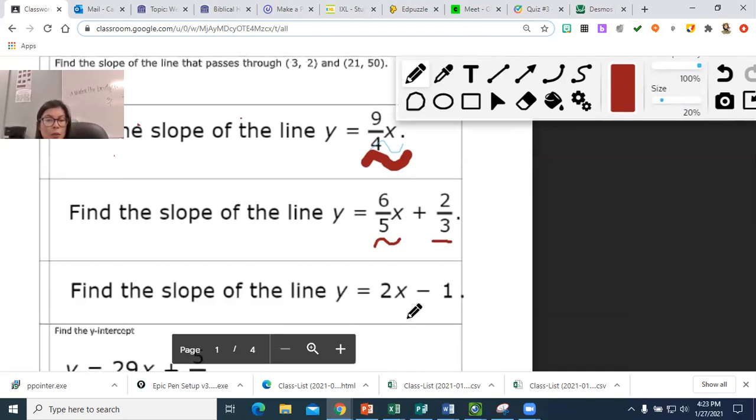I have this one. Go ahead, tell me what the slope is and what the y-intercept is. What is the slope? The one in front of x. What's in front of x? 2. If I had to write it as a fraction, it would be 2 over 1. What about the y-intercept? The number without x or y? Be minus 1.